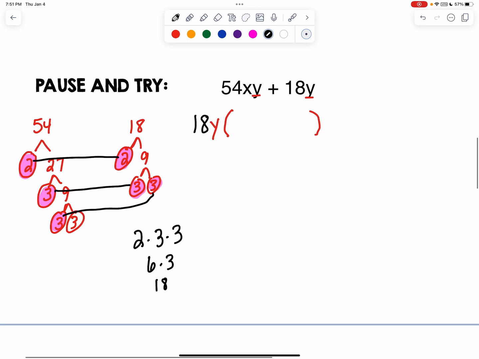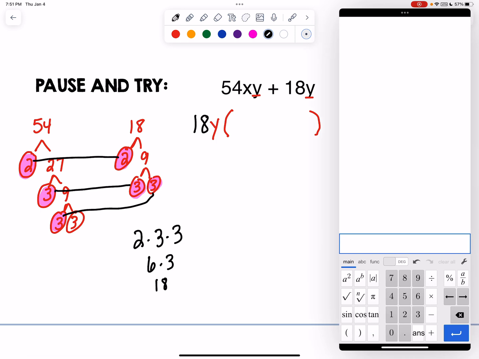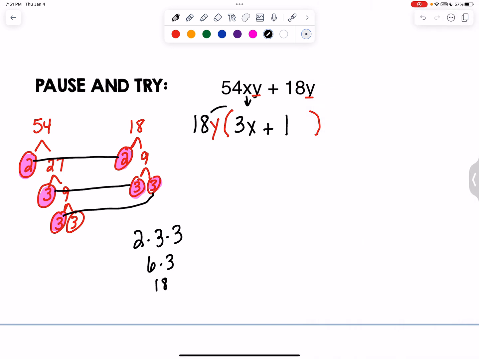So what's left over inside? Well, let's go ahead and make sure we're doing it right. So 54 divided by 18 is 3. Don't forget the x is still there. So 3x plus just a 1, because 18y times 3x is 54xy. And 18y times 1 equals 18y.